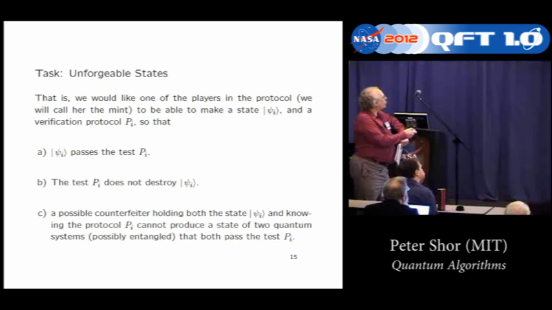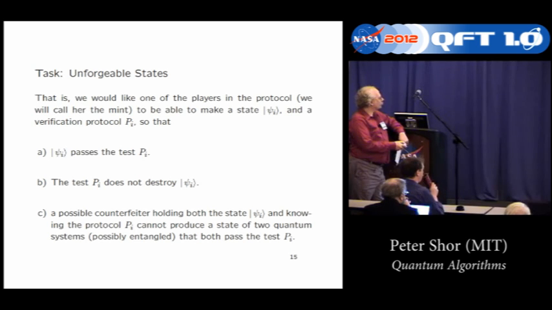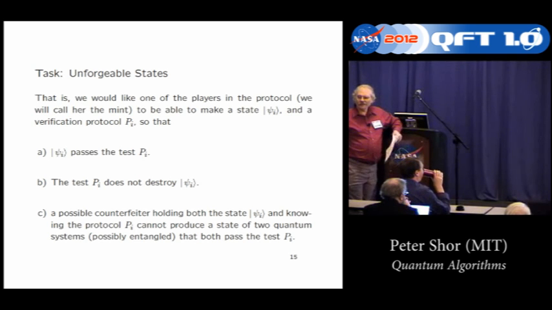And we want psi sub I to pass the test p sub I. And we want the test p sub I not to destroy the bill psi sub I. And we finally want a possible counterfeiter holding the state psi sub I and knowing the protocol p sub I could not produce a state of two quantum systems, possibly entangled, that both pass the test p sub I.